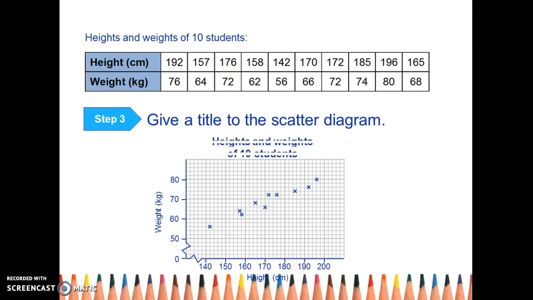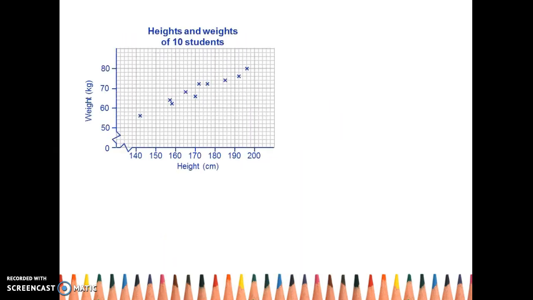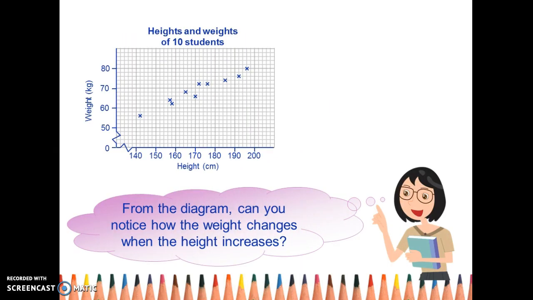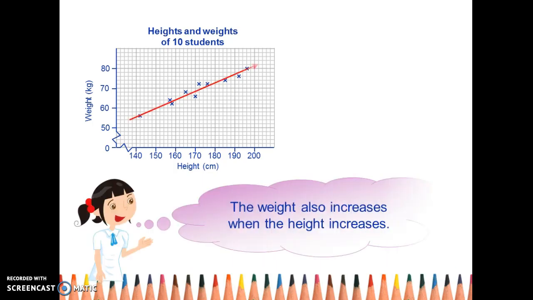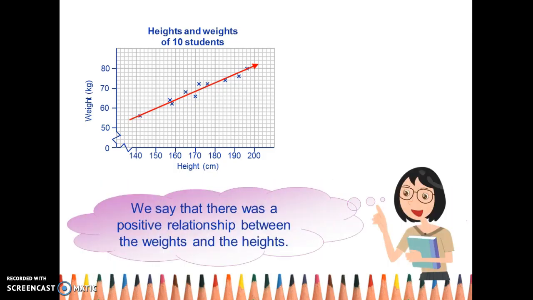And you have to give a title. So the title here is the height and the weights of 10 students. So if you look at this scatter diagram, what can you notice? When the height increases, you can say that the weight also increases. So we can say that there is a positive relationship between the weights and the heights of these 10 students.